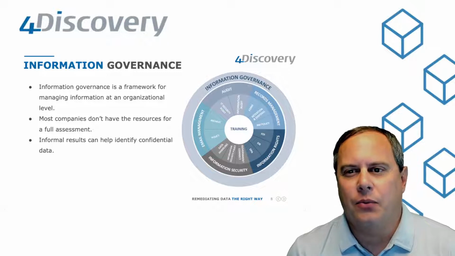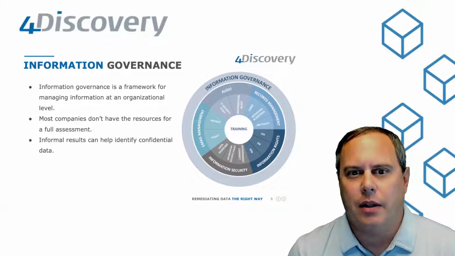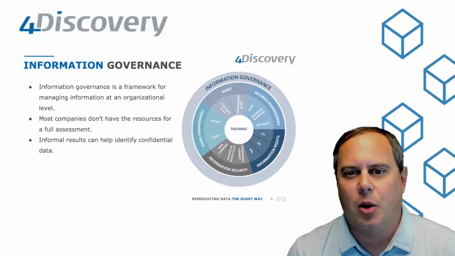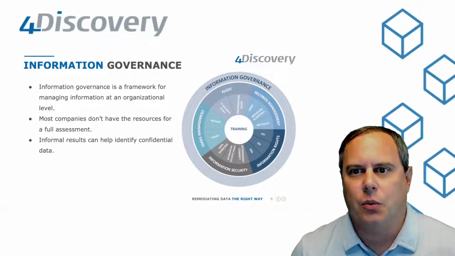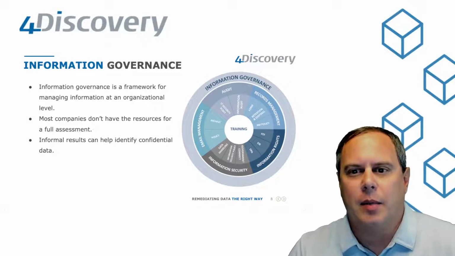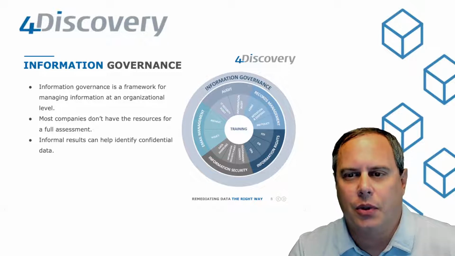But even if you don't have a full-blown information governance audit, a lot of these informal results can help identify what's confidential and what's not. Are documents stamped as confidential, or do they have some other designation on them, such as public use, confidential, or internal use only? If you have that kind of information on documents, it makes it a lot easier to figure out what may be a confidential or trade secret document versus what may be used for public disclosure.